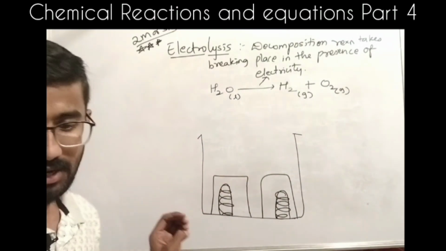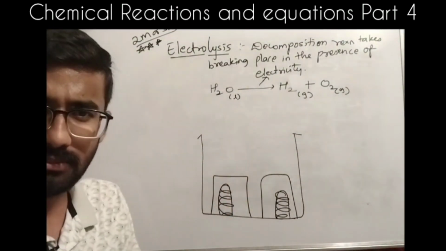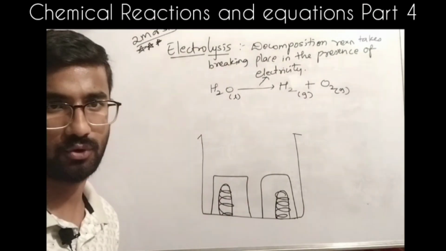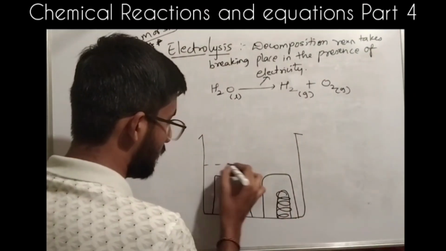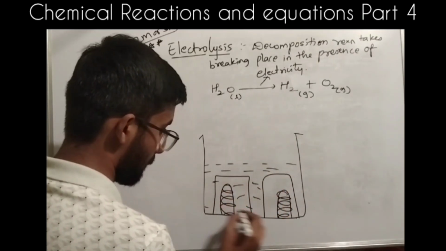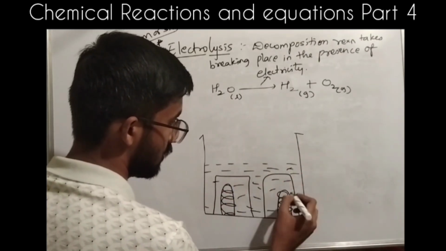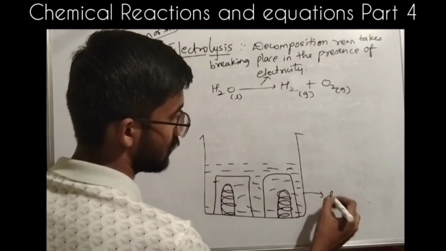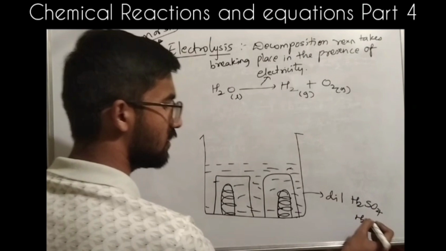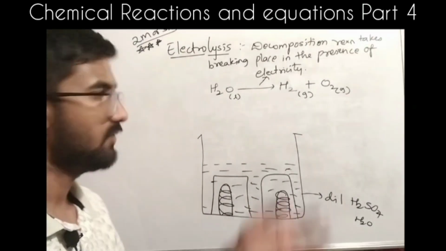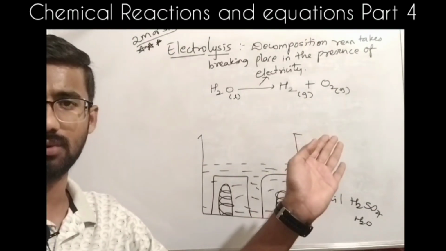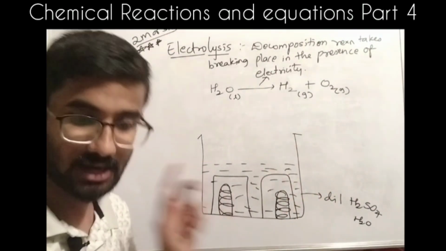Now I am going to add some H2O, which means water, or some dilute H2SO4. We can take water here, whatever it may be. When the water is poured and electricity is passed, it shows two gases at the two different electrodes.